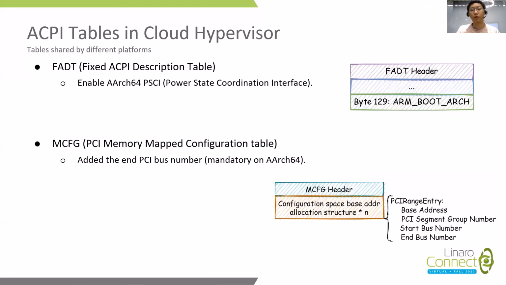For the FADT table, we added the AArch64 PSCI configuration at byte 129, which allows the VMM to manage the power status of the guest. Also, multiple vCPUs can be brought up using PSCI. For the MCFG table, we added the end PCI bus number, which is mandatory on ARM64.